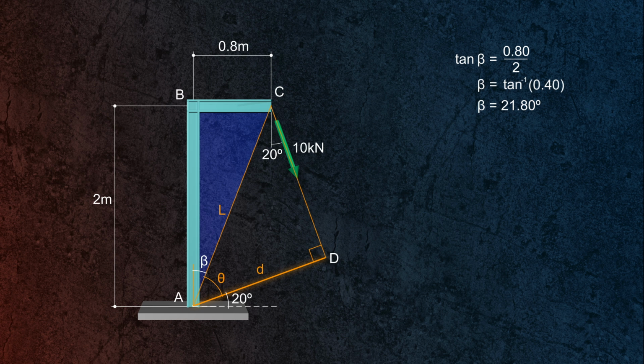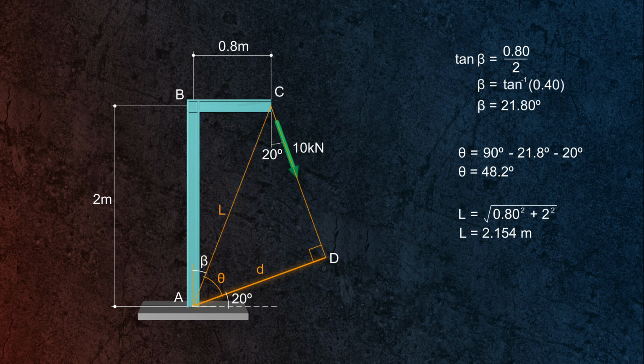We can now solve for the angle theta. That will be theta is equal to 90 degrees minus beta minus 20 degrees, which is equal to 48.2 degrees. Next, let's solve for the length of L, which is the hypotenuse of this right triangle ABC. Using the Pythagorean theorem, L is equal to the square root of 0.8 squared plus 2 squared, which is equal to 2.154 meters.